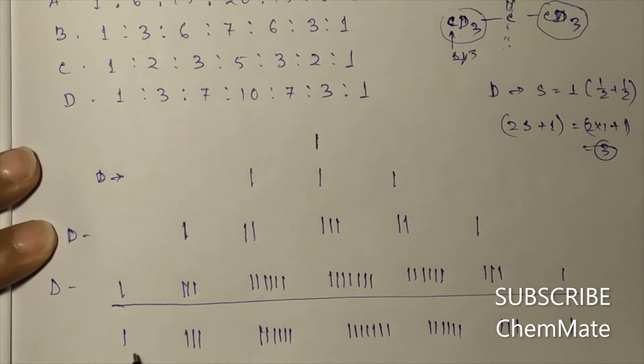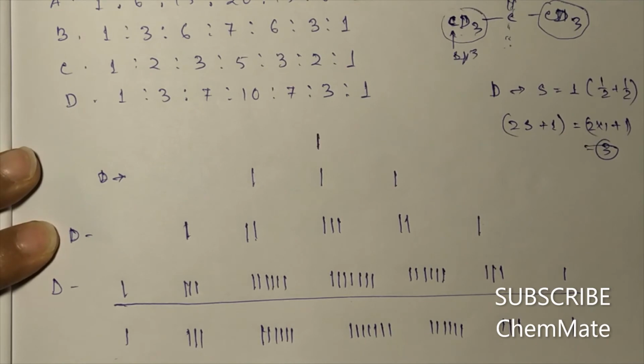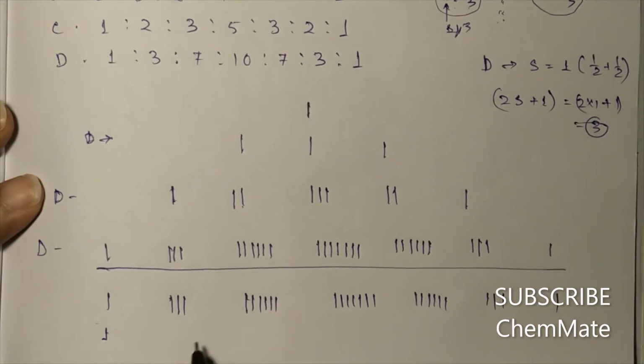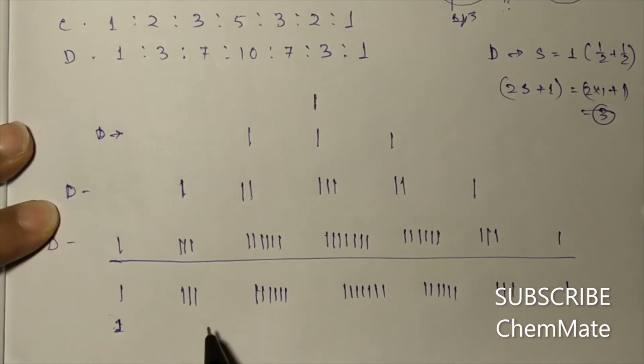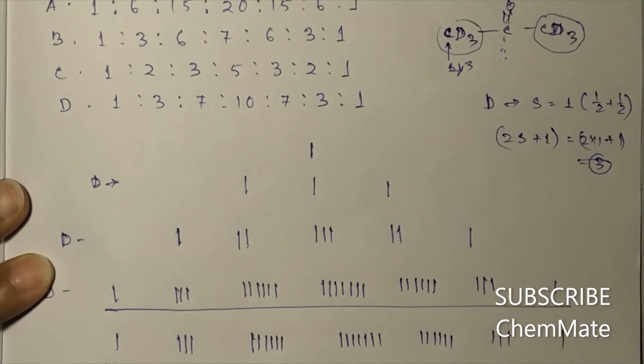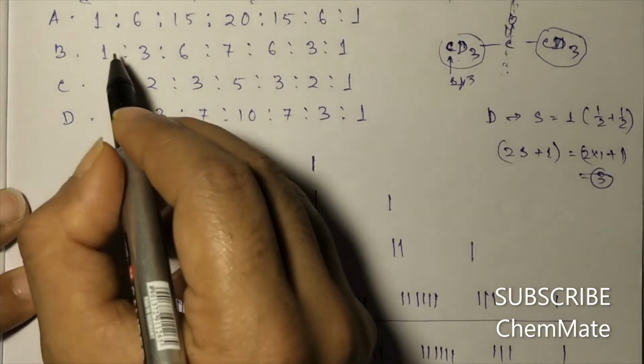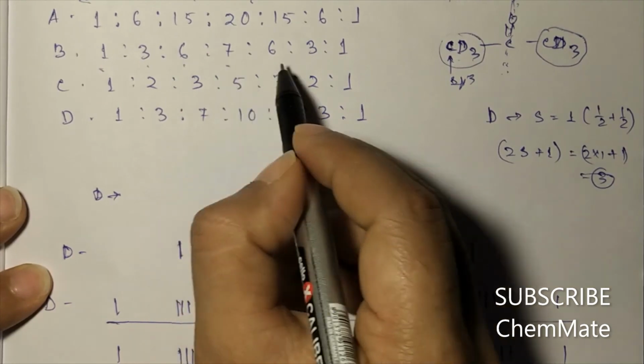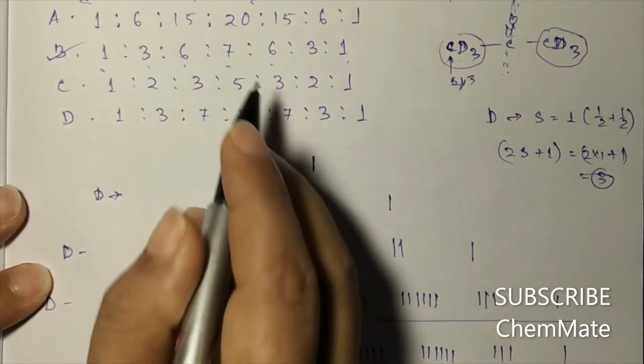So this will be the intensity ratio. This is 1 is to 3 is to 6 is to 7 is to 6 is to 3 is to 1. As you can see here, this is 1 is to 3 is to 6 is to 7 is to 6 is to 3 is to 1. So B will be the answer.